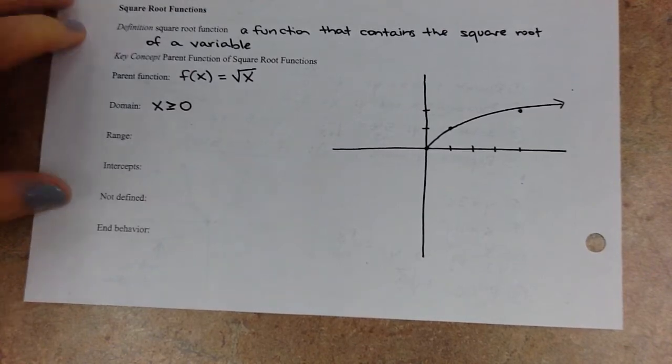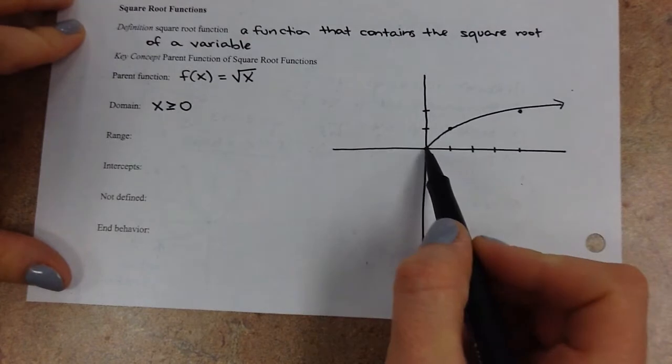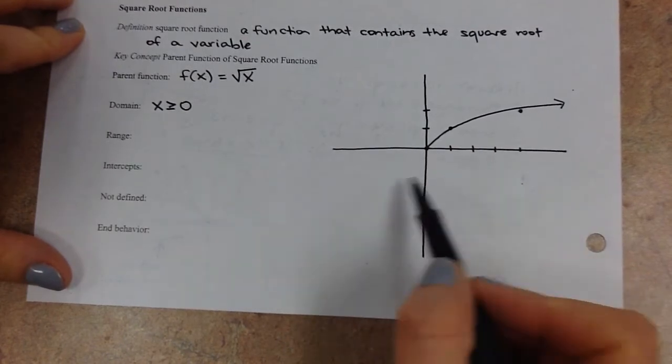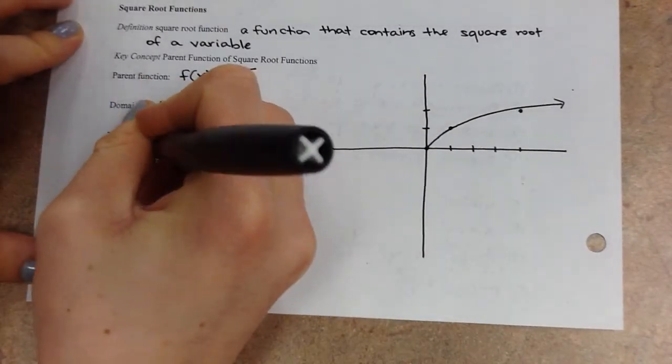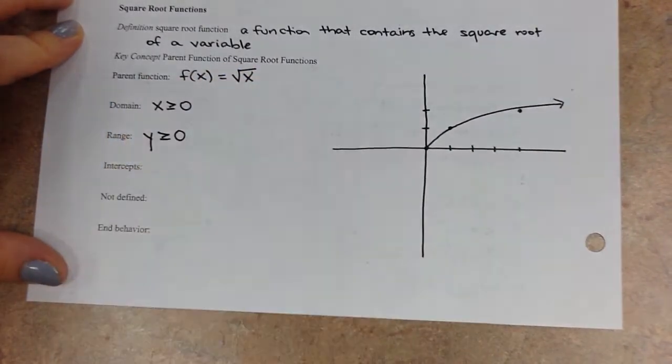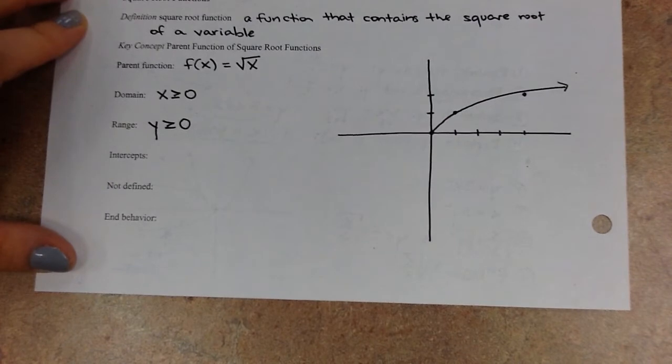All right, and then the range, remember, is the y values that you get out. This is the very lowest y value right here. Notice there's nothing below it down here anywhere. So same range as the domain. This time y has to be greater than or equal to 0. I guess not has to be. That's the way it comes out when you plug in different values.